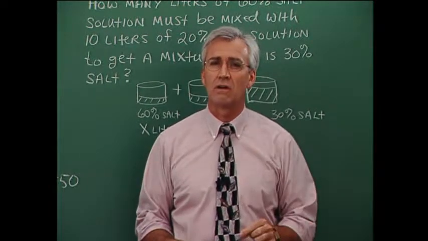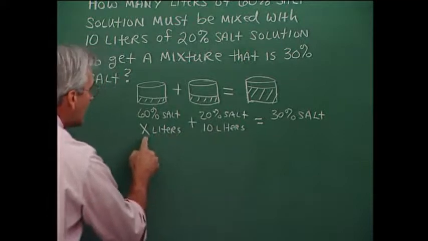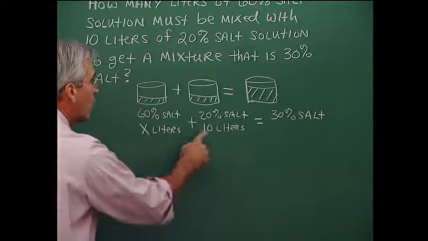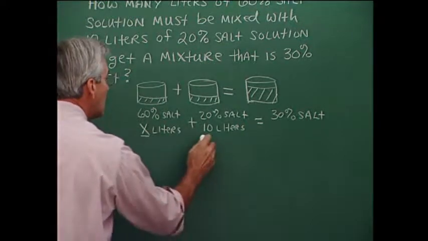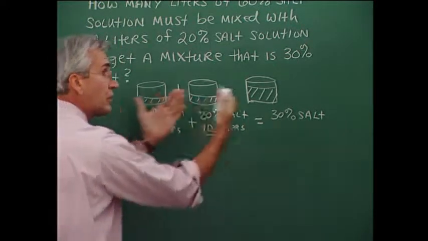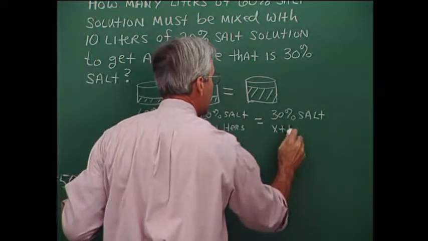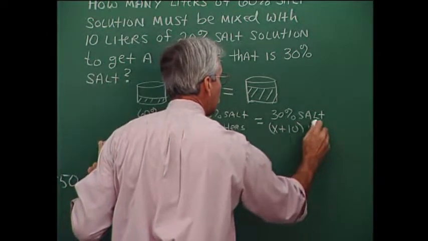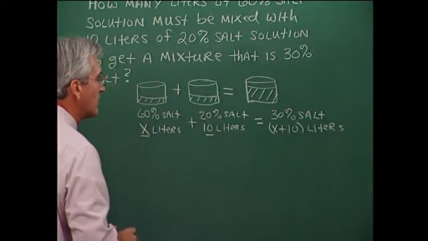But how many liters are there? Well, we can tell by looking at the liter labels for the other two items in the mixing process. We have X liters here. We have 10 liters here. So the total is going to be X plus 10. So X plus 10 liters will be the result of this mixing process.